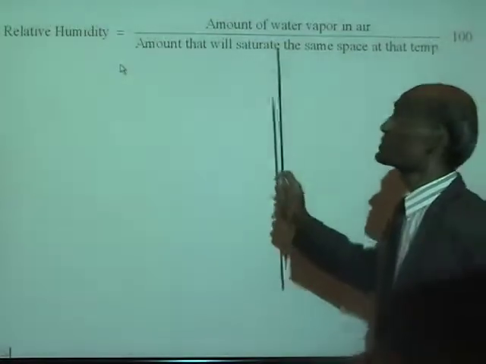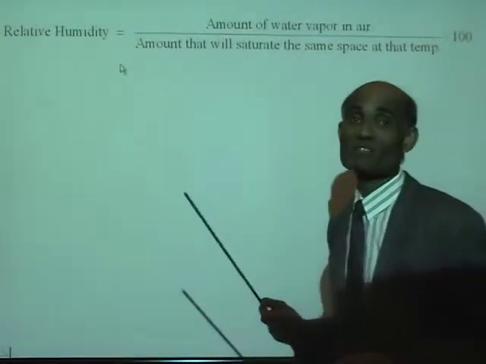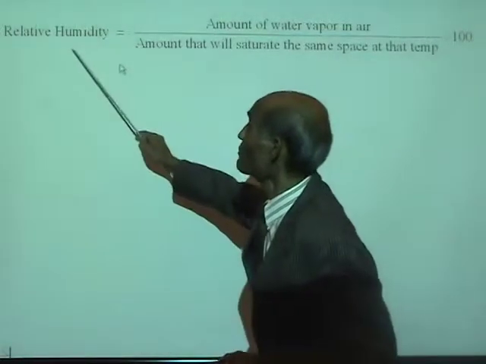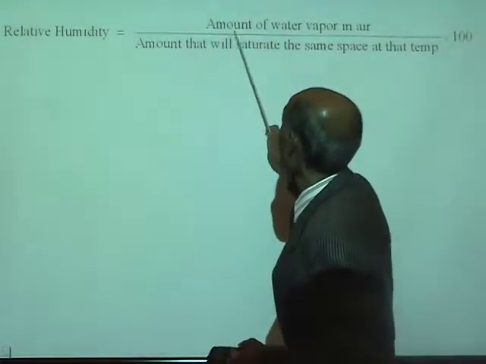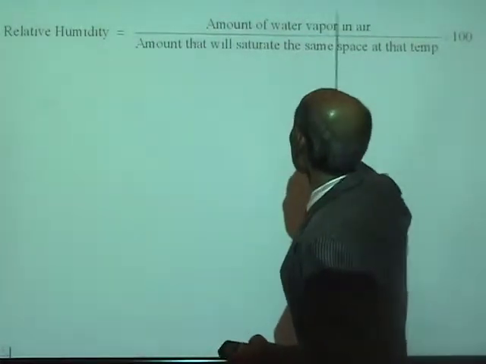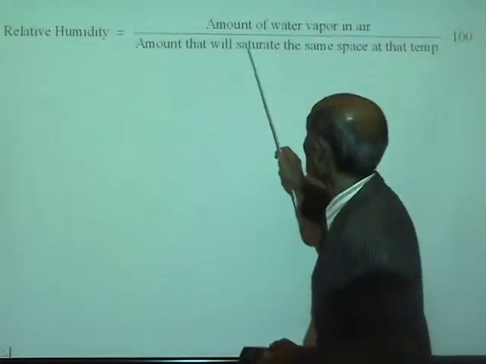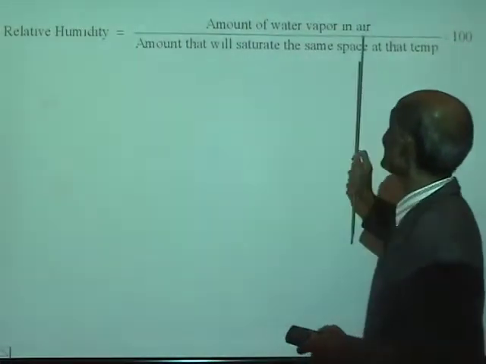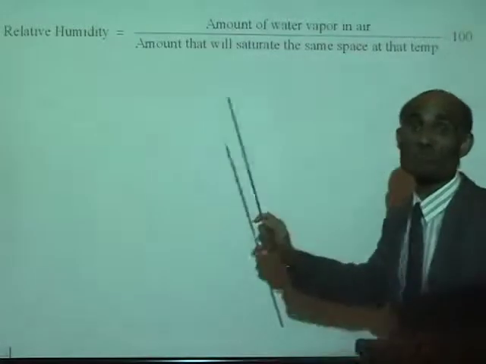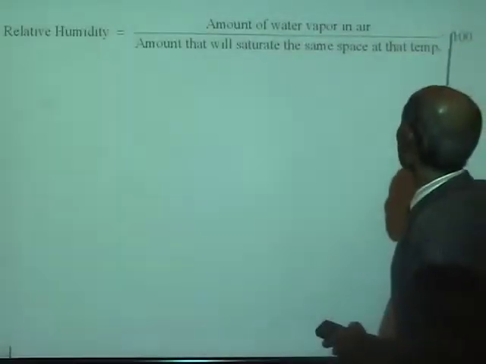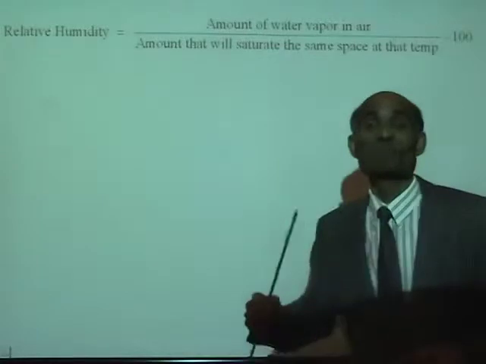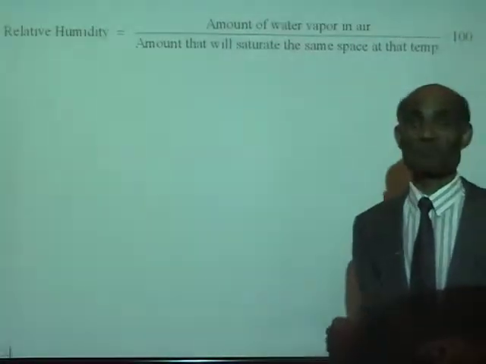Now this is the equation we will use to calculate relative humidity. Relative humidity equals the amount of water vapor actually in the air divided by the amount that will saturate the same space at that temperature, multiplied by 100 to make it a percent.